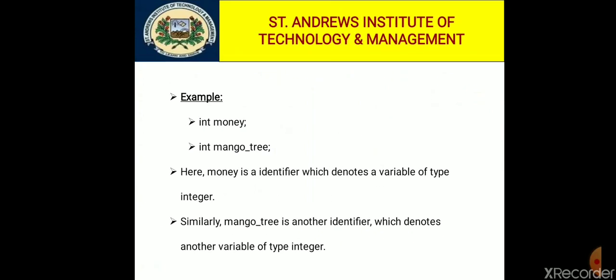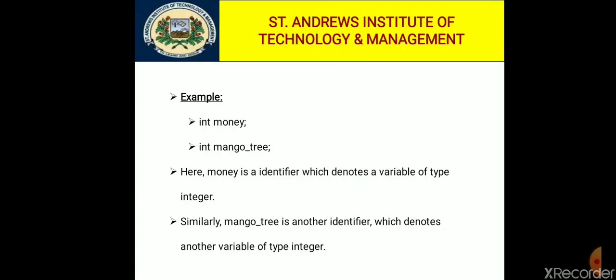Here is an example. First of all, int is a data type. We will discuss about data types in detail. So int space money semicolon. The second example is int space mango underscore tree semicolon. So here money is an identifier which denotes a variable of type integer. Similarly, mango underscore tree is another identifier which denotes another variable of type integer.